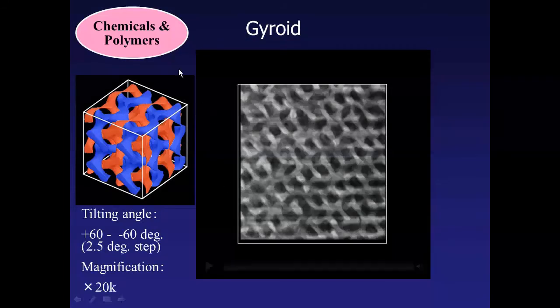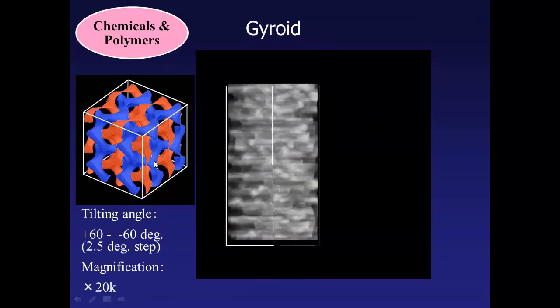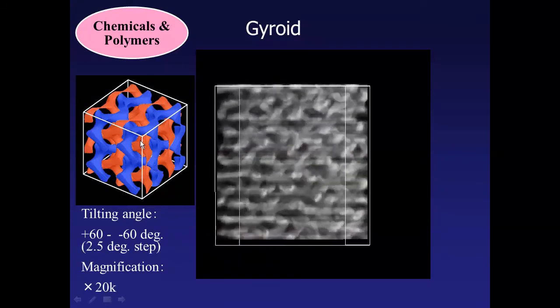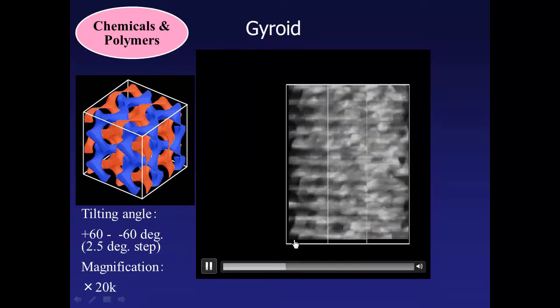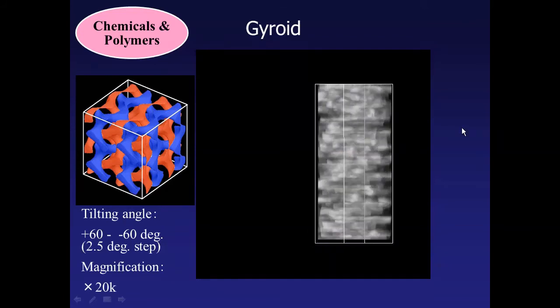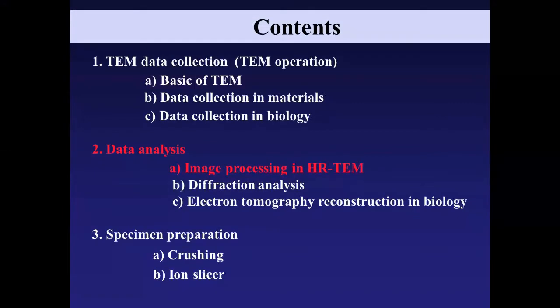Also, in the case of the polymer example, it is a block polymer. This polymer has a network structure inside. Two independent network structures can be well reconstructed in the tomography observation. Okay, those are examples of data collection.